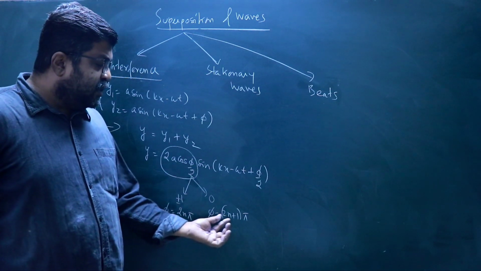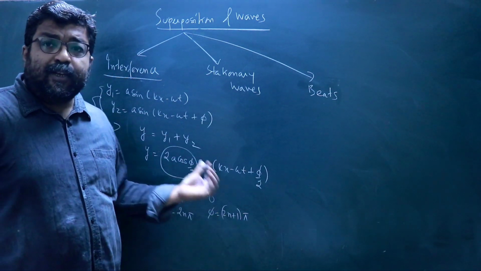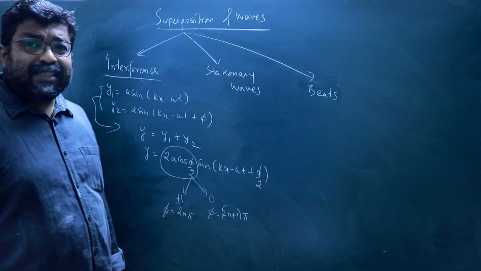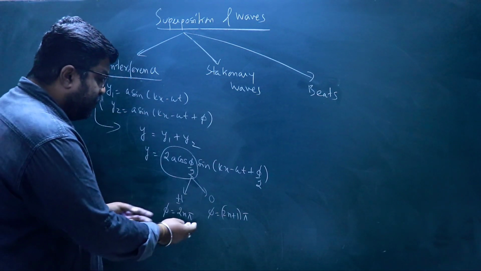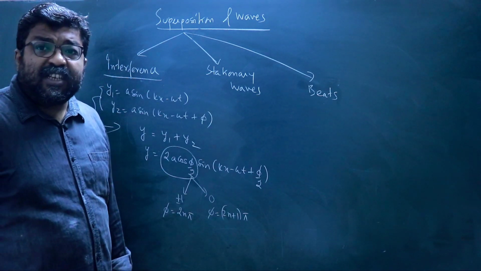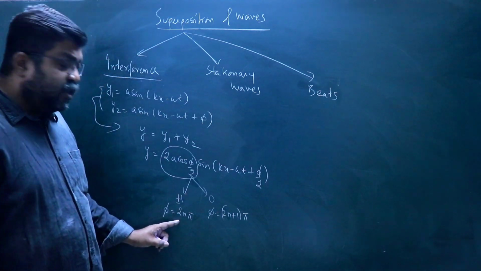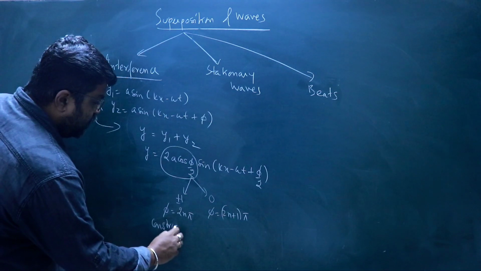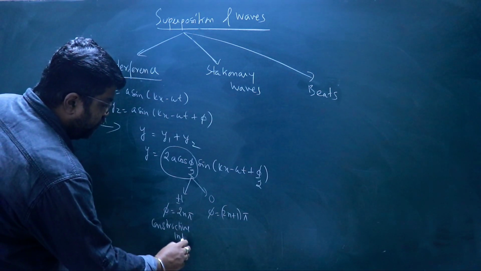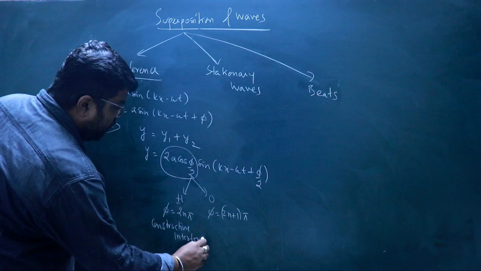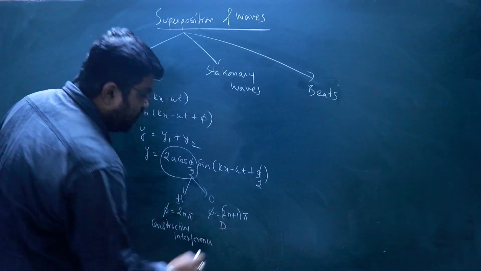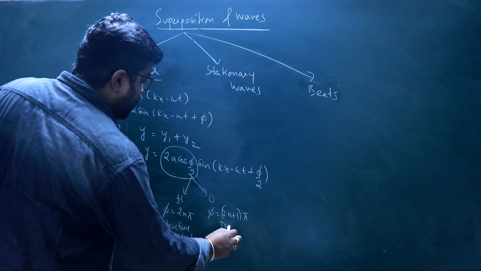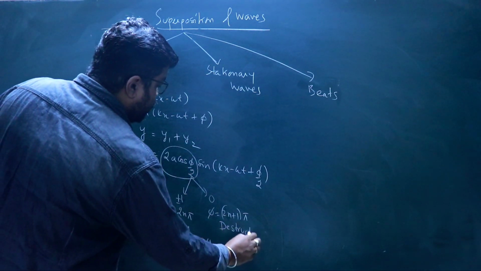So when the phase difference is an odd multiple of pi, amplitude is 0, and when phi is an even multiple of pi, we have maximum amplitude. When the amplitude is maximum, we call it constructive interference. So this is the condition for constructive interference, and this is the condition for destructive interference, where we have 0 amplitude, 0 displacement.